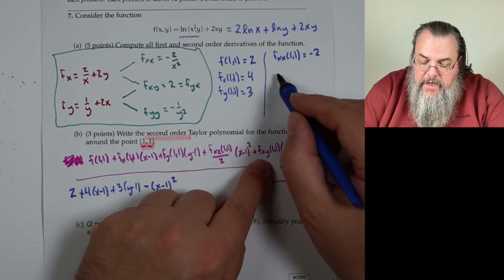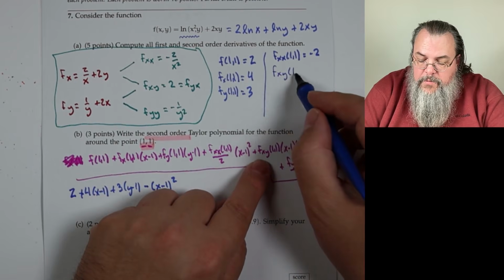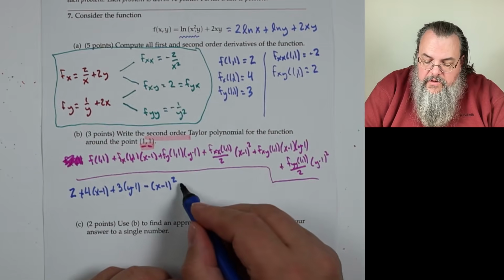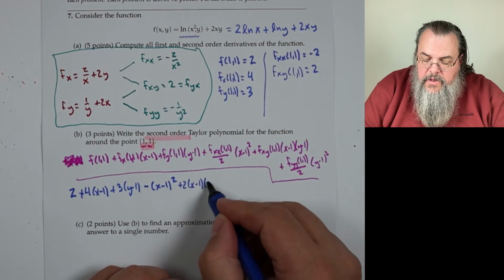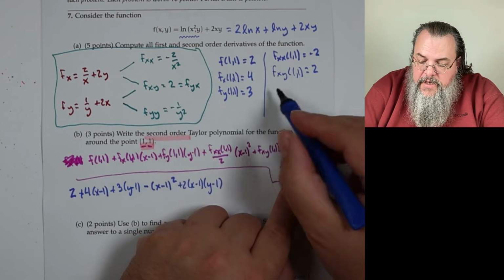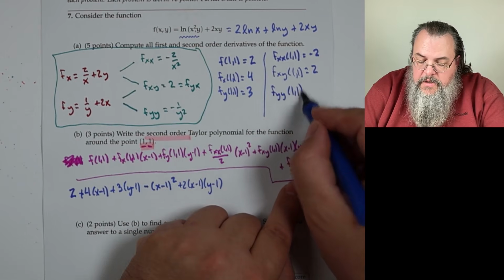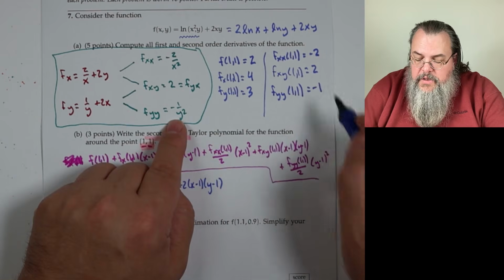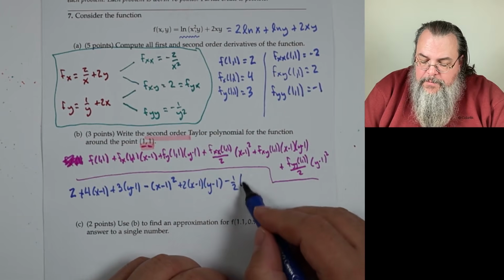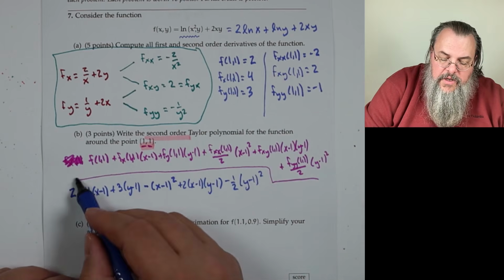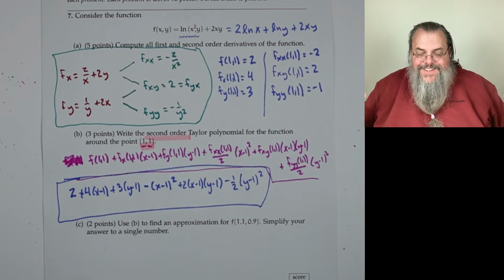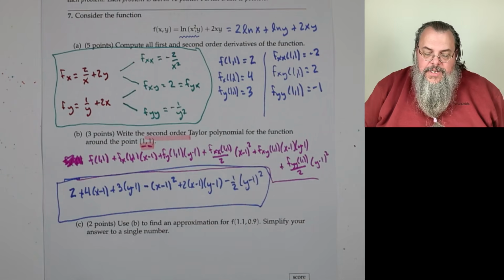All right, f_xy at (1,1) is positive 2. So this is a plus 2 (x minus 1)(y minus 1). And last part, f_yy at (1,1). Well, that's minus 1. That goes there: minus 1/2 times (y minus 1) squared. And there is the second order Taylor polynomial. We have the generic expression, and then we plugged it in.